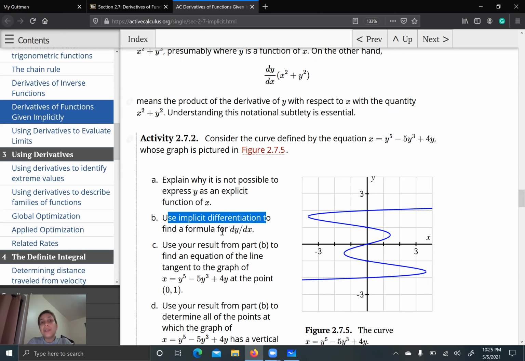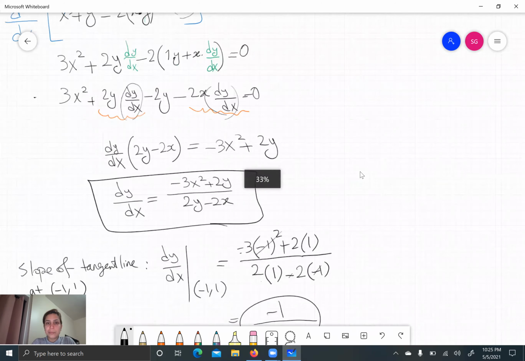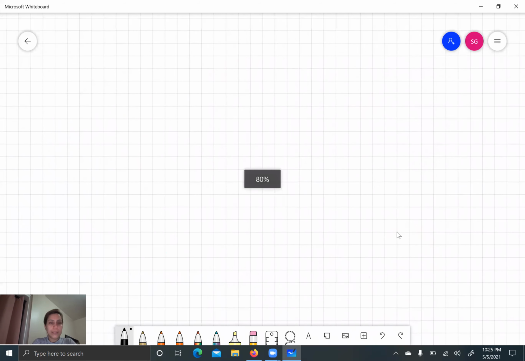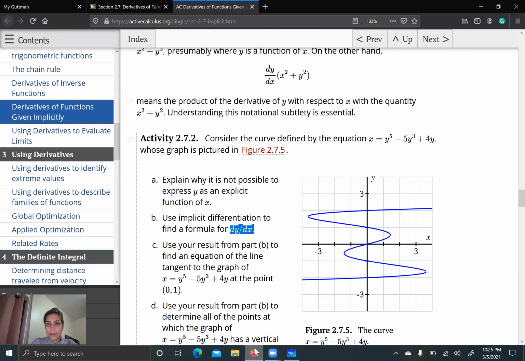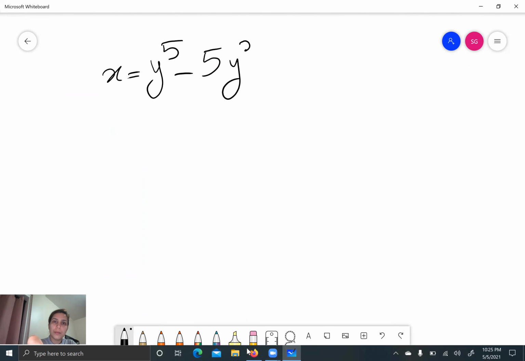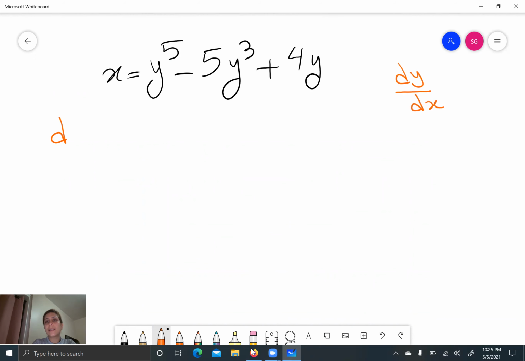So if you want to differentiate, we need to use implicit differentiation to find a formula for the derivative of y with respect to x. Okay, so let's do that. What's the equation? It's x equals y to the 5th minus 5y cubed plus 4y. And we are looking for the derivative of y with respect to x. That's the question.